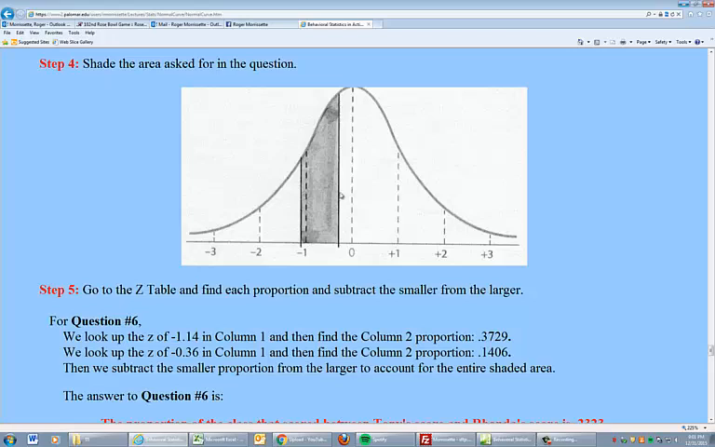Another kind of crazy way to do it is we could take this column 2, this column 3, add them together, and subtract them from 0.5000. See if you can figure out how that works. Anyway, that's how we solve this problem.